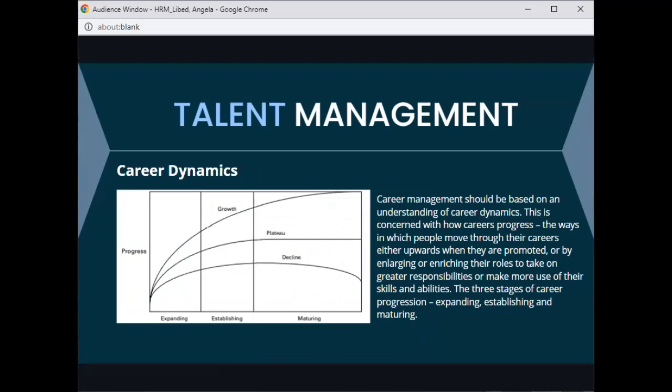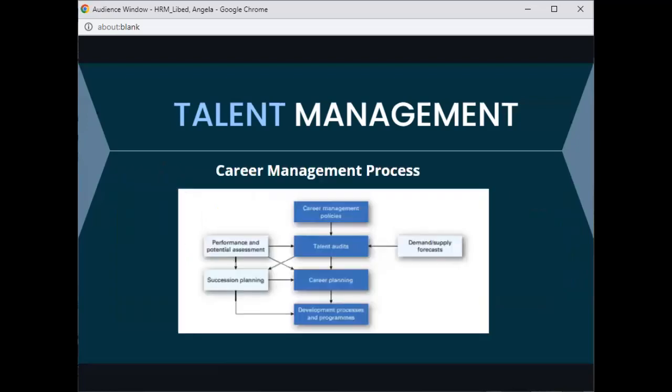Ayan, so next is career management should be based on an understanding of career dynamics. So itong career dynamics ay may tatlong stages, which is the expanding, establishing, and maturing. So pag ang isang organization ay mabilis siya mag-expand, so malaki din yung chance na magkakaroon ng career growth yung employee. Then habang yung line naman is pababa, so meron ding chance na mag-resign na lang yung employee. So also appreciation of career management process.